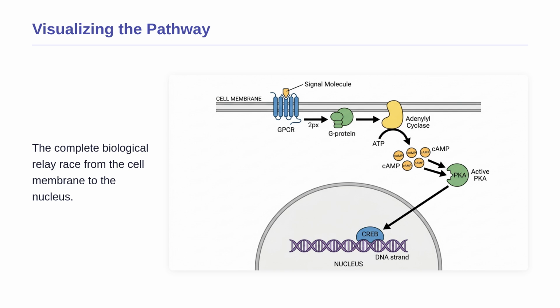Following the pathway down, these molecules activate PKA. Finally, watch the active PKA enter the nucleus at the bottom, where it phosphorylates CREB, shown attaching to the DNA double helix. This diagram beautifully summarizes the biological relay race we just discussed.